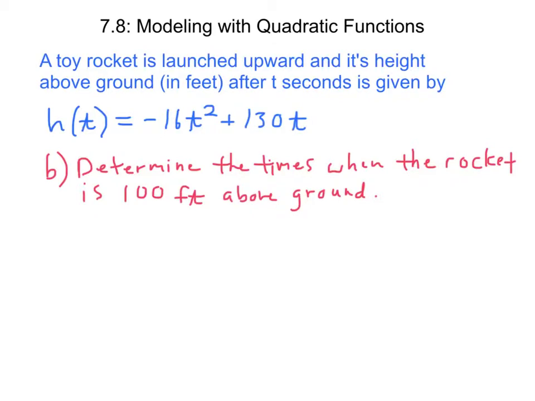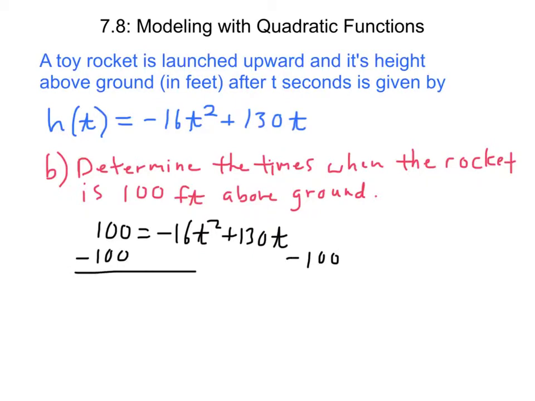Now next I'd like to determine the times when the rocket is 100 feet above ground. So in this case, the height is being given to be 100 feet. So that would be substituted in for height on the left side of this equation. So we'd set that up by saying that 100 equals negative 16 t squared plus 130 t. Now this leads us to a quadratic equation. So we'd have to first subtract the 100 from both sides so we can get a 0 on one side of the equation.